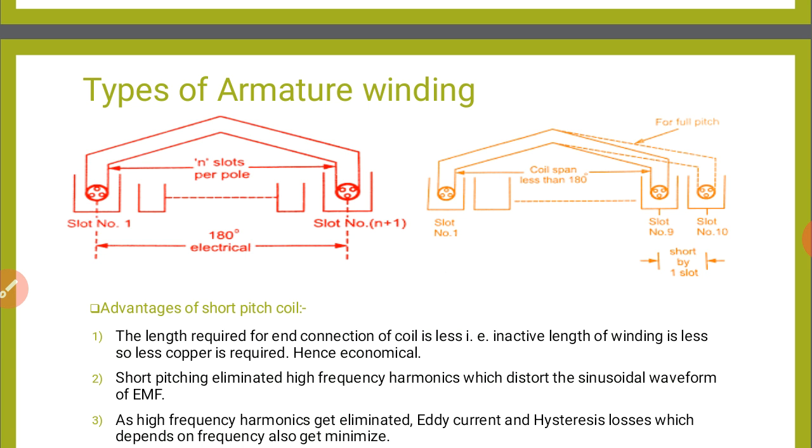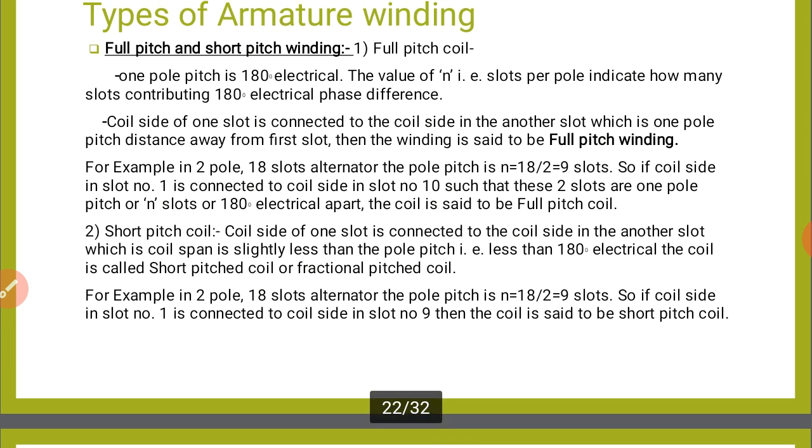Okay, so if we consider a 2 pole 18 slot armature, then n is equal to 18 by 2, so n is equal to 9. Okay, so there are a total of 9 slots between slot number 1 and slot number 10. So if the first coil side is connected in slot number 1, then the second coil side must be connected in slot number 10, and between these two slots there must be a gap of n slots, that is the 9 slots. So if a distribution like this is there, the coil is called the full pitch coil.